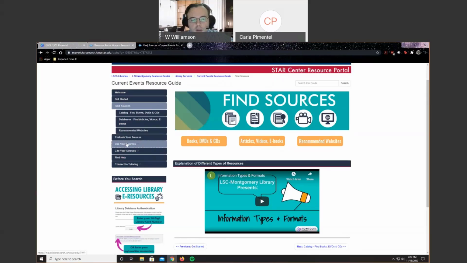Use your sources will take you to the Writing Center, the Right Place website. This will take you to our citation guide. And then this last one is going to take you to the tutoring guide. As I said, we're all under the same division, so we're all housed together.